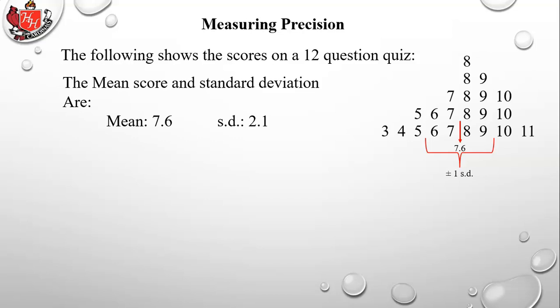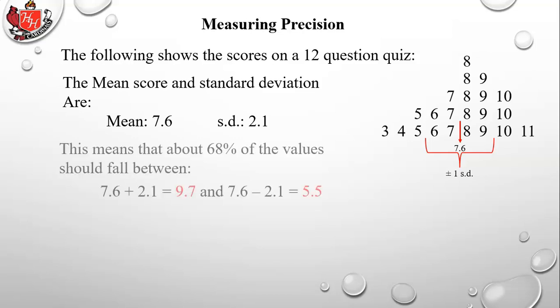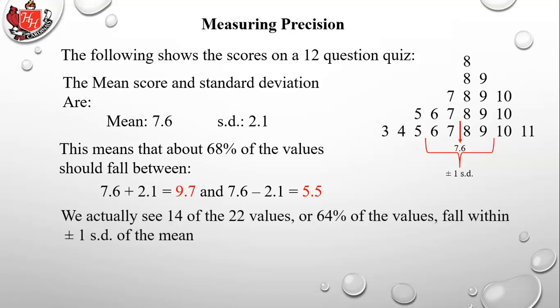So if you take 7.6 plus 2.1, that gets you up to about 9.7. And if you take 7.6 minus 2.1, that's minus 1 standard deviation, that gets you down to around 5.5. So this means about 68% of the values should fall between 5.5 and 9.7. So we actually see 14 of the 22 values are there.